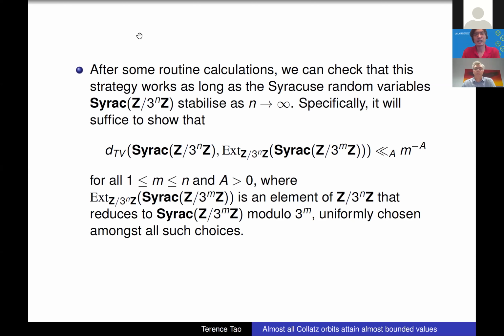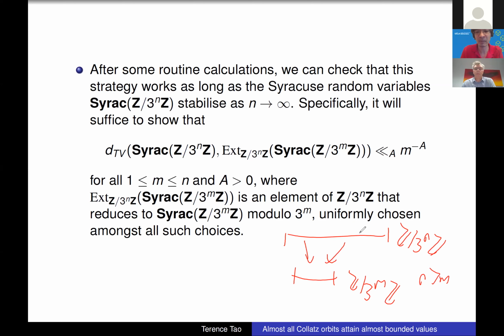And so there's a certain technical thing that you need: if you have two different cyclic groups, like a small cyclic group, Z mod 3^m Z, and a large cyclic group, Z mod 3^n Z, and n is bigger than m. Then there's a projection map. You can reduce mod 3^m and map the big cyclic group to the small one. And so you have two different measures: one Syracuse measure down here and another Syracuse measure here.